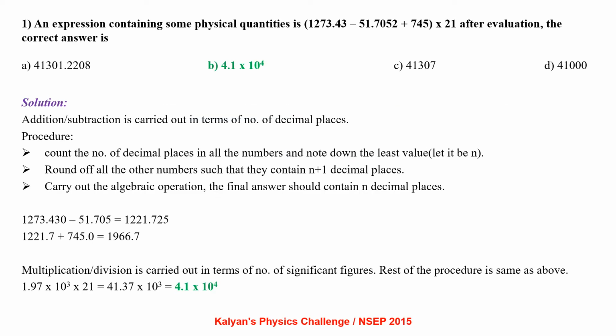An expression containing some physical quantities is 1273.43 minus 51.7052 plus 745 into 21. After evaluation, the correct answer is.